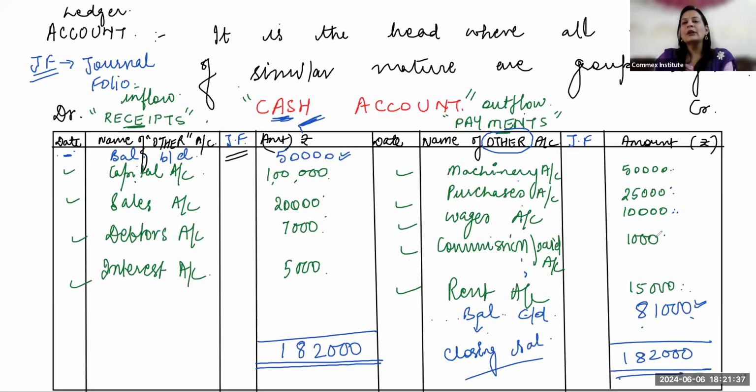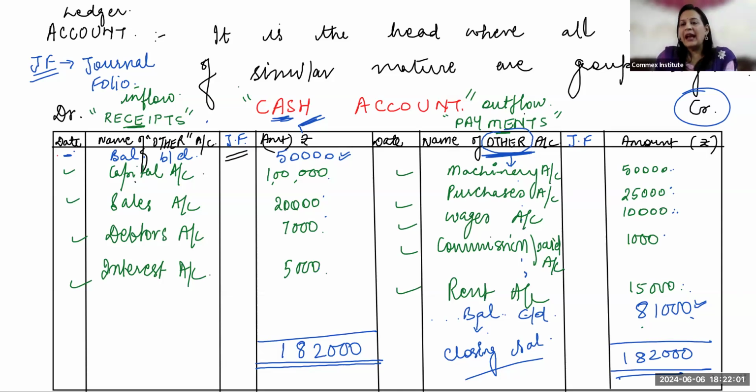Whenever my cash account is getting credited, suppose I'm talking about the right-hand side, listen to me carefully now. Whenever I say my cash account is being credited, that means the other aspect is actually being debited. It will be equal and opposite.